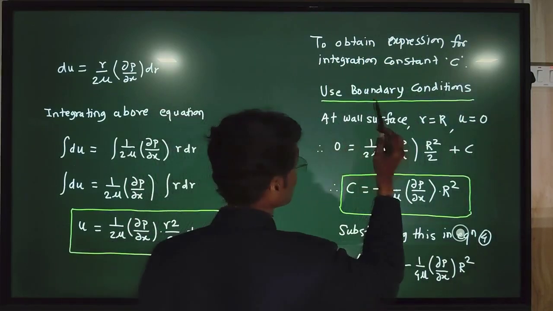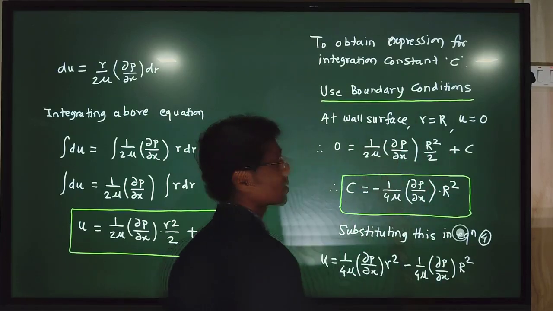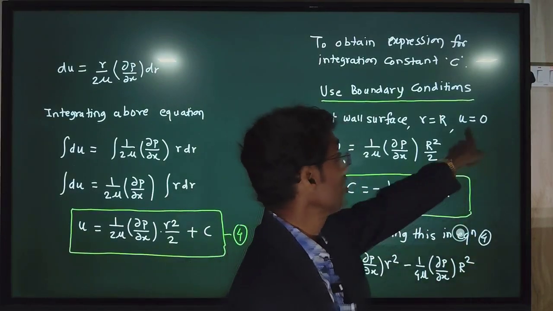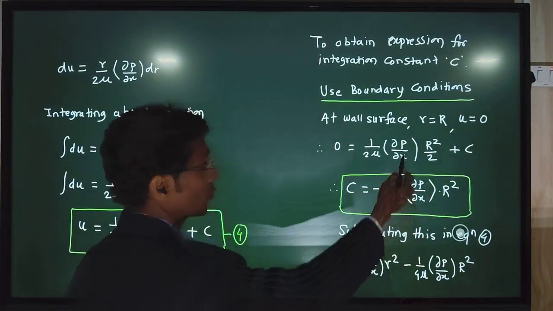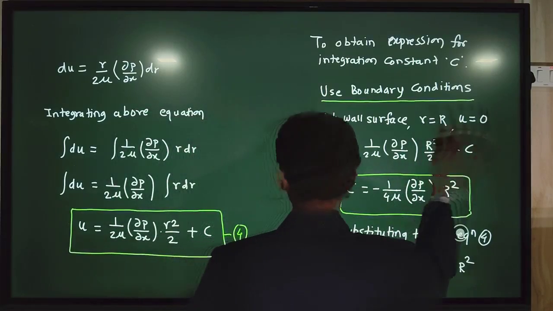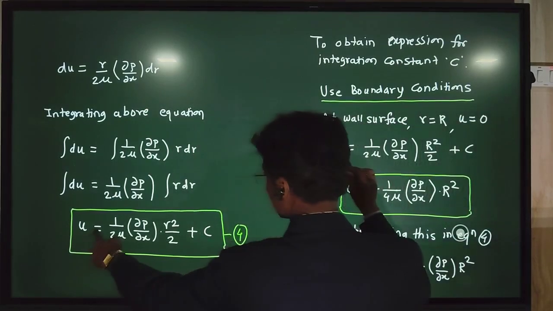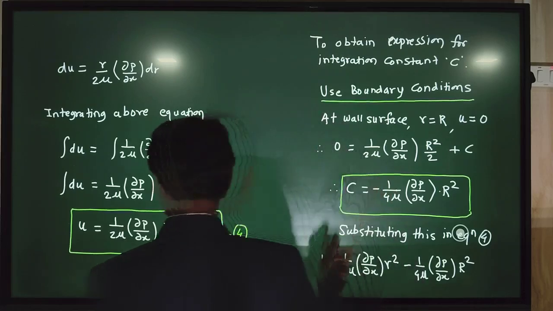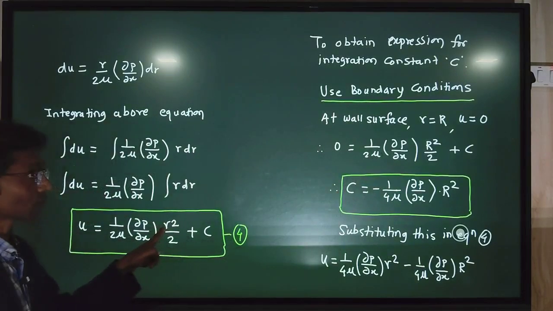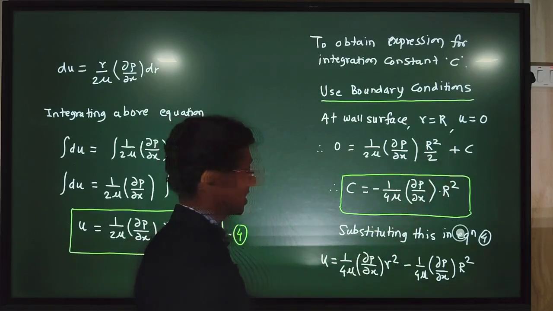So at the wall surface, we know that small r is equal to capital R, and because of the no-slip condition, there is no velocity of the fluid particle, which is u equal to 0. So putting these values, r equal to capital R and u equal to 0, in equation number 4, we find 0 on the left side, and on the right side 1 upon 2 mu into the pressure gradient as it is, into, in the place of small r, we use capital R square by 2, plus c.